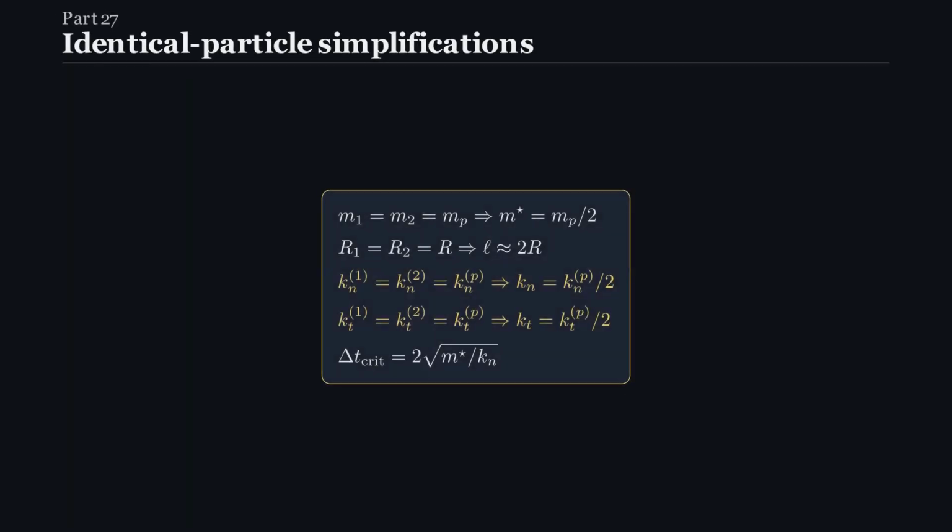For two identical particles, the reduced mass is 1/2 of the particle mass. The branch length is approximately 2 radii. And equal per particle contact compliances give 1/2 of the per particle stiffness as the effective contact stiffness. These simplifications are useful for hand checks and timestep estimates.